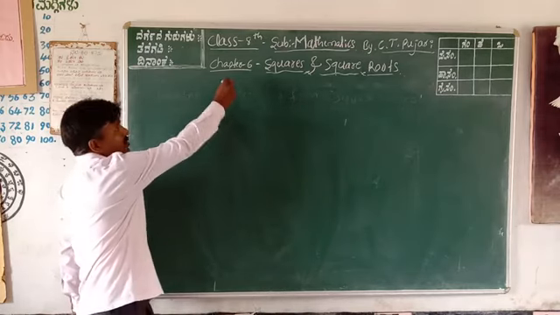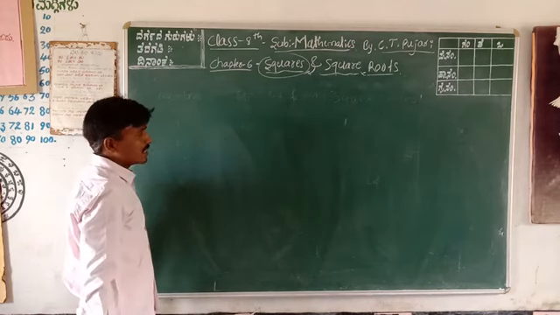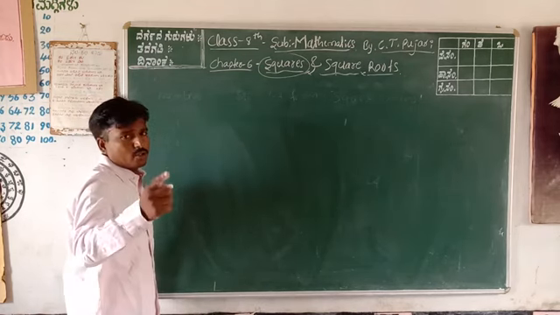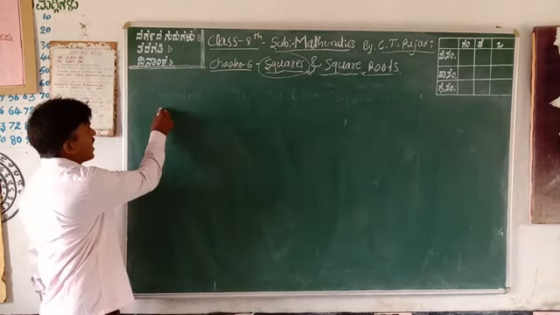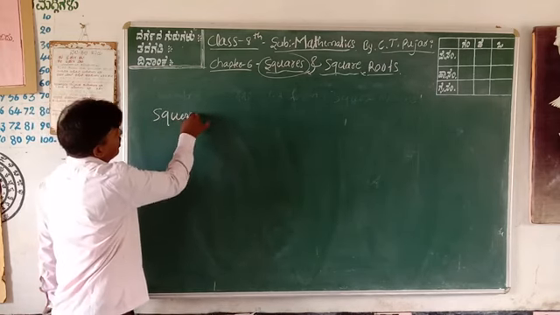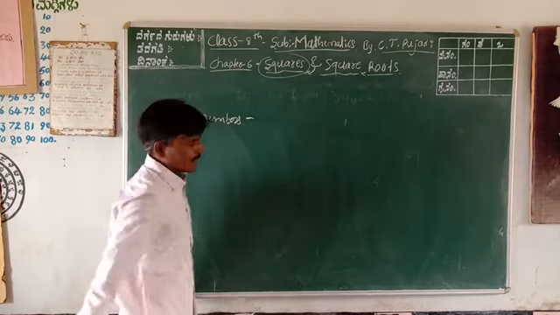In this class we study only square numbers. What are these square numbers? Even numbers are 2, 4, 6, 8; these are all even numbers. But what are square numbers?